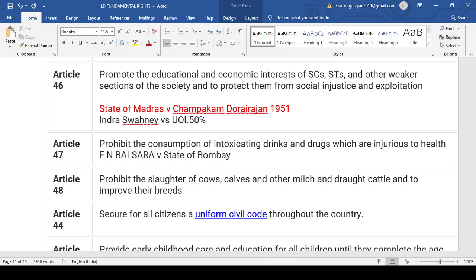In view of Article 46, in which we are discussing the promotion of the educational and economic interests of the scheduled caste and scheduled tribe and other weaker sections of the society, this weaker section part was explained by the Supreme Court in this case. Here the Supreme Court told in Indira Sawhney versus Union of India, the weaker sections include all the sections of the people of the society who are rendered weak due to various causes including poverty, natural and specially abled reasons. I hope 46 and up to this is clear for everybody because it is half an hour over.